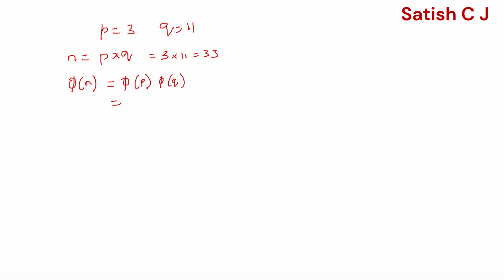But it's very simple. Phi of a prime number is nothing but P minus 1. So what is P? 3. 3 minus 1 is 2. Likewise, phi of Q. Q is a prime number, so Q minus 1 will be 10. So phi of N is 20.